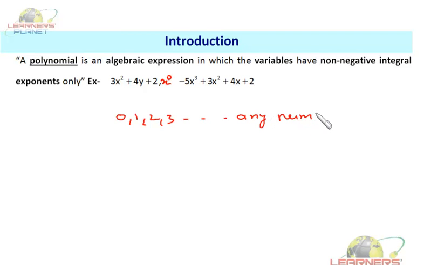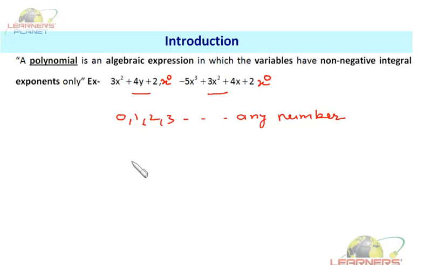Similarly over here, it's minus 5x cube. x is having power 3. Here x is having power 2. Here x is having power 1. And here x is having power 0, or we can say the exponent is 0. So these are the examples of polynomials.